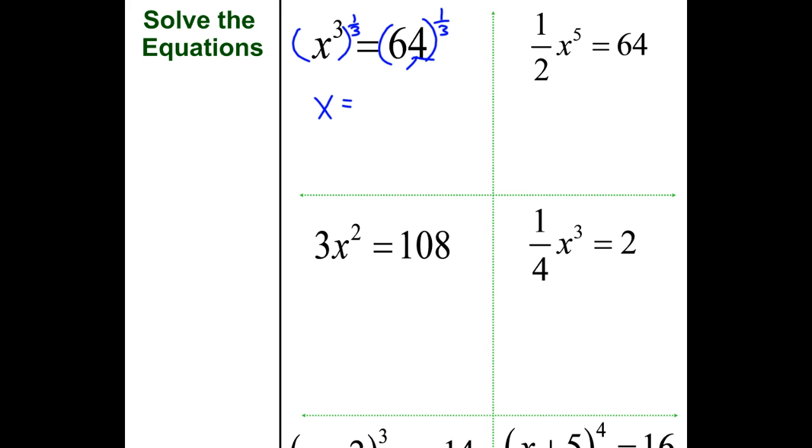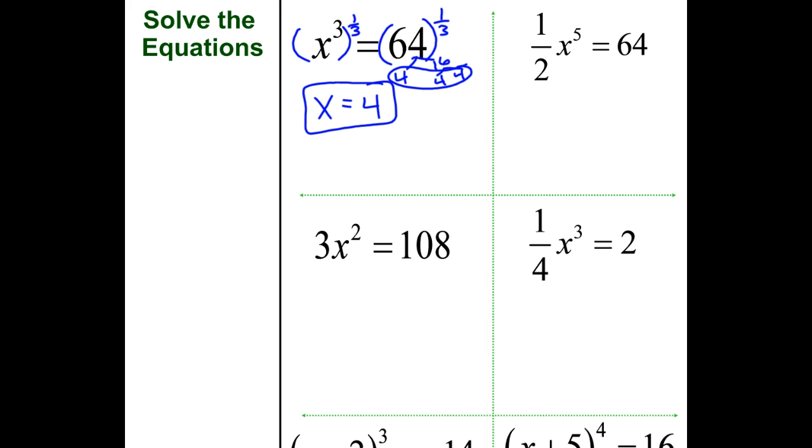So let's figure out what 3 numbers multiply by themselves to get you 64. Well, I'm going to take out 4, we get 16. I know 4 is not prime, but I know that 4 times 4 is 16. So my x equals 4. Now it's only going to be positive 4 because of the fact that it is an odd number.